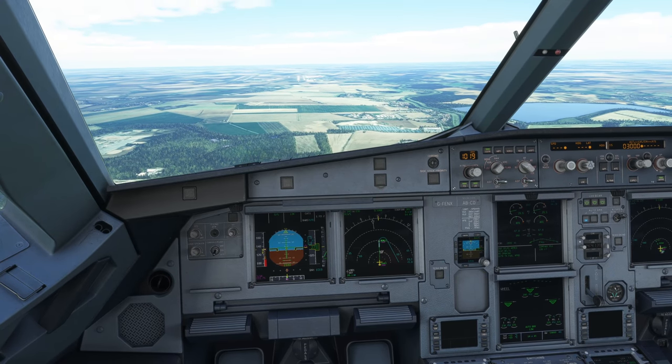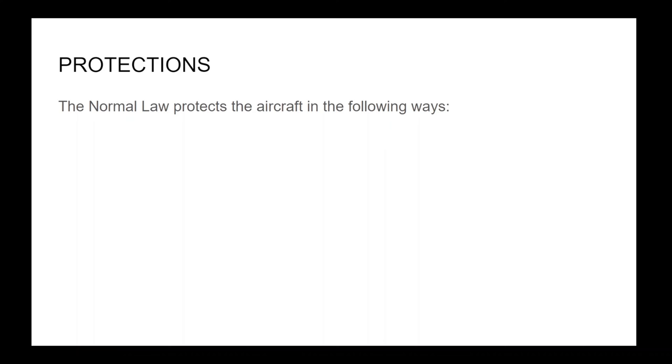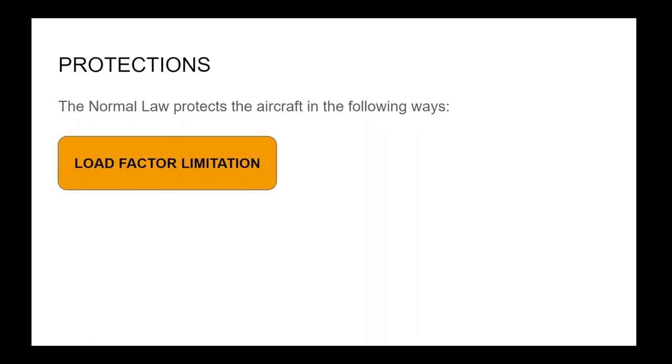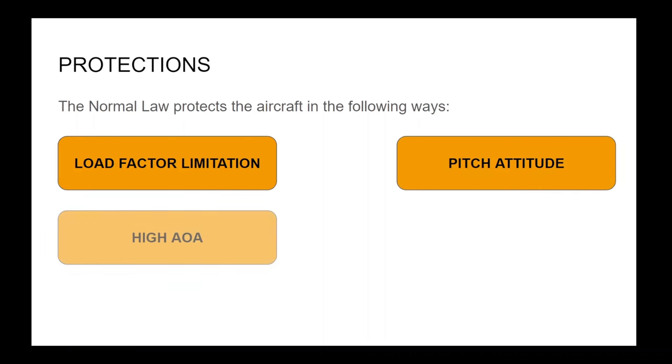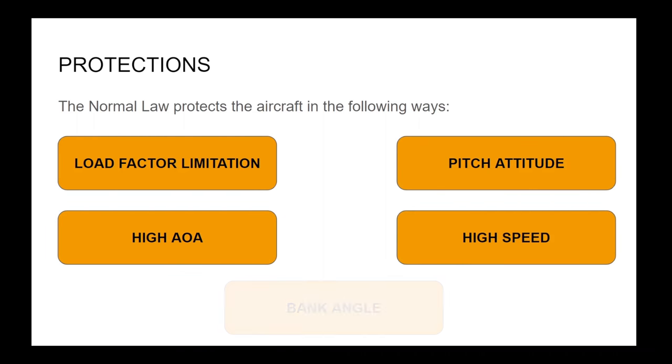Let's dive in. Normal law protects the aircraft in the following ways. These are load factor limitation, pitch attitude, high angle of attack, high speed, and bank angle. So let's have a look at these in more detail.